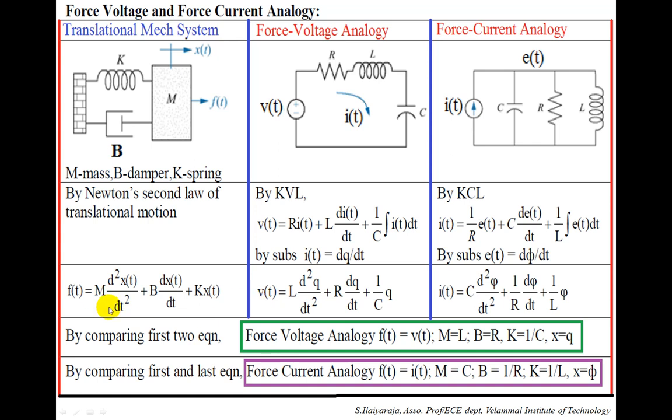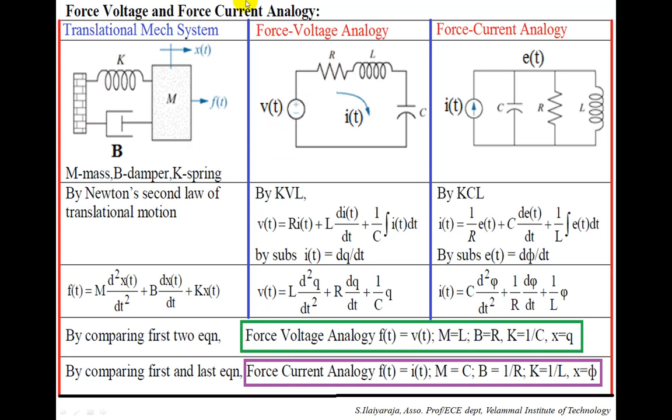You can obtain a relationship between the translational mechanical system and the force-voltage analogy. The force F of t is equal to the voltage, the mass m is equal to the inductance, the viscous damper B is equal to resistance, the spring K is equal to 1 by C, and the displacement x is equal to the charge Q. So this is the force-voltage analogy, the equivalent parameters obtained for a mechanical system into an electrical system.